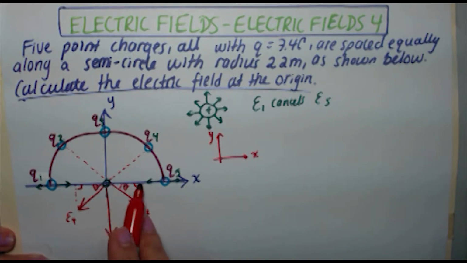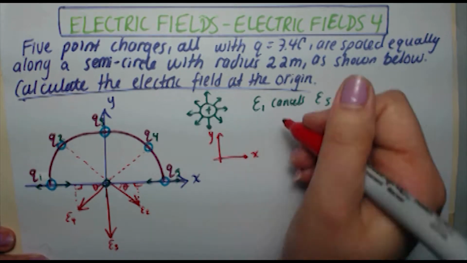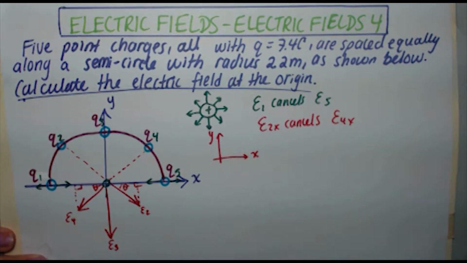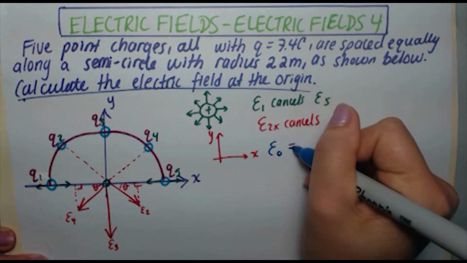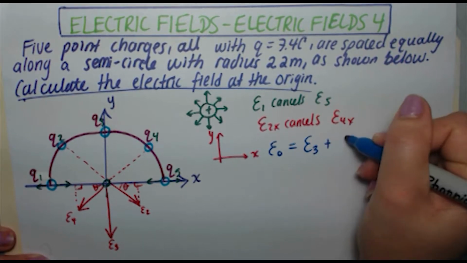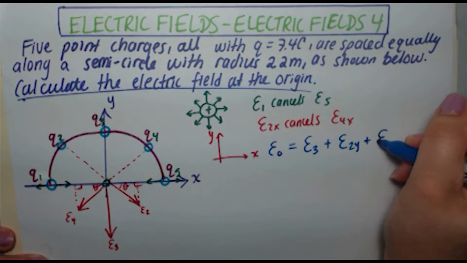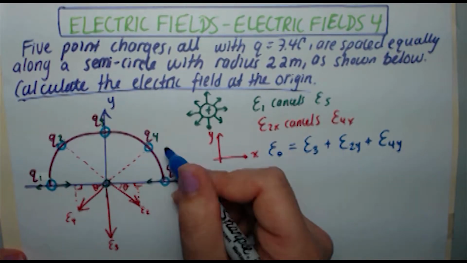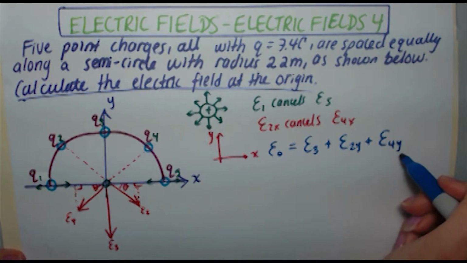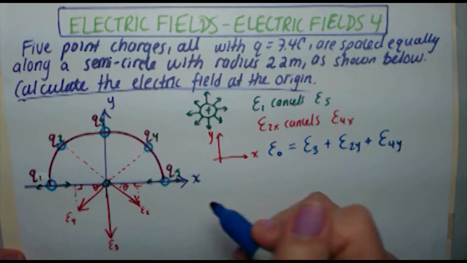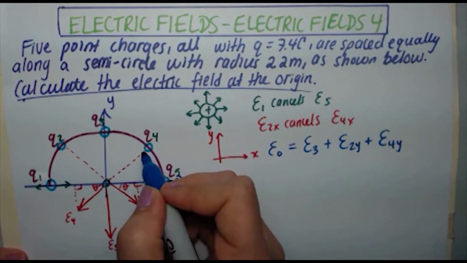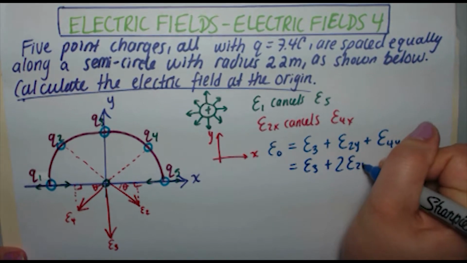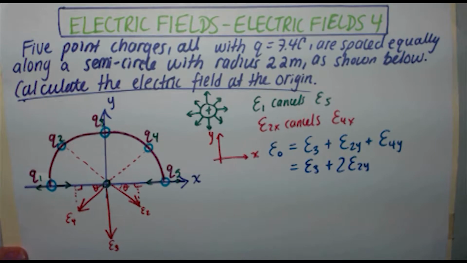But remember, we said that E2x and E4x are going to cancel. So E2x cancels E4x. So the only contributing factor we really have to our electric field at the origin is the electric field due to charge 3, plus the electric field due to 2 in the Y direction, plus the electric field due to 4 in the Y direction. Now, due to some more symmetry in the problem, since all the charges have the same value, E2y and E4y are going to be the same. Their y's are going in the same direction. They're both going down. The size Q is the same and their distance from the origin is the same. So we can actually simplify this to E3 plus 2 E2y. I could have said 2 E4y. I just decided to pick E2y.